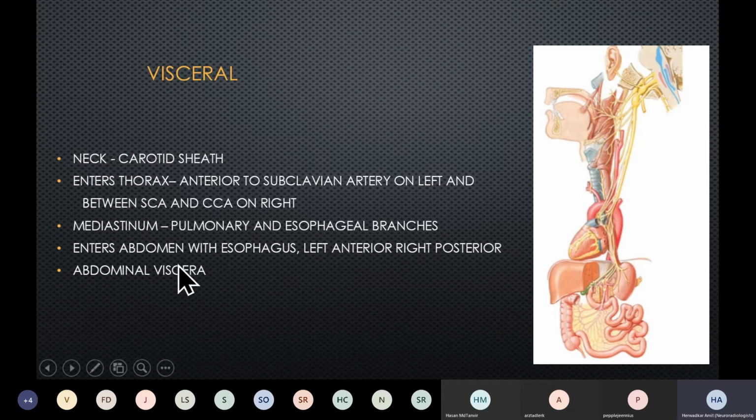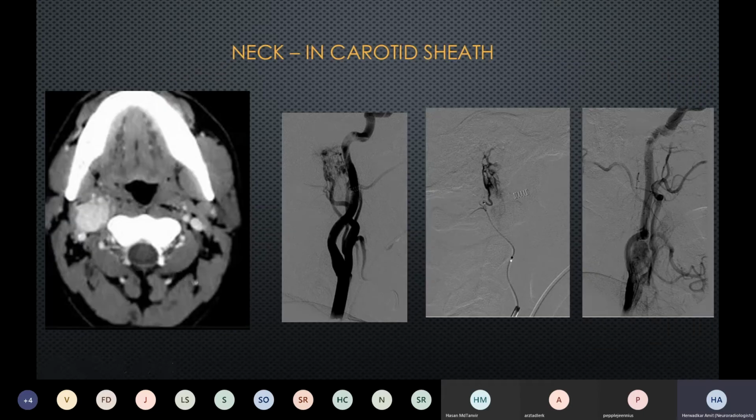Finally, it will supply the efferent fibers to the abdominal viscera, so the parasympathetic outflow. So that's kind of the visceral outflow. For sake of discussion of the neurological anatomy, we'll just look at some of the anatomy within the neck.